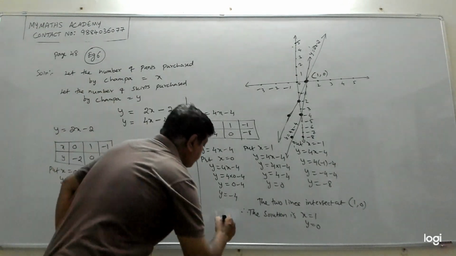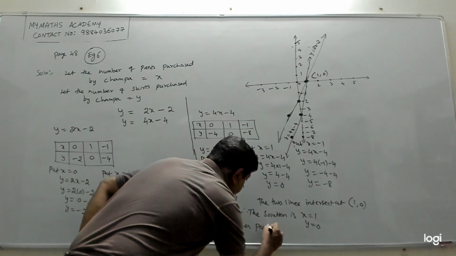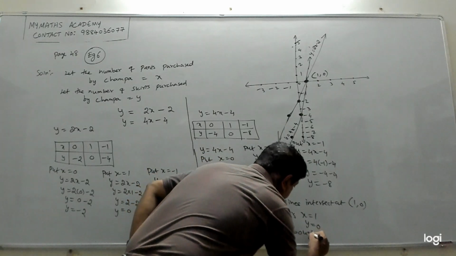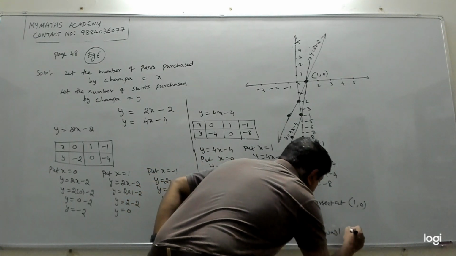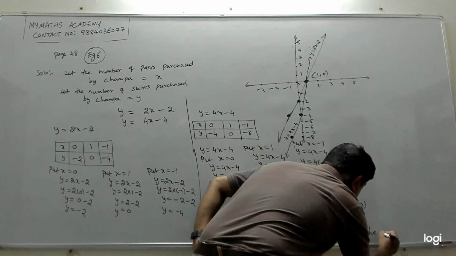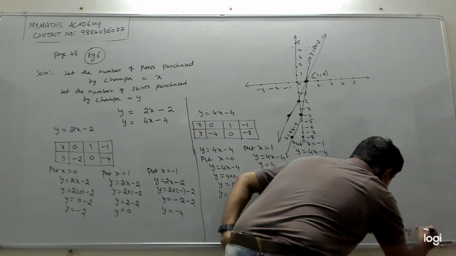So we'll say, the number of pants she bought was 1 and she did not buy any skirt.